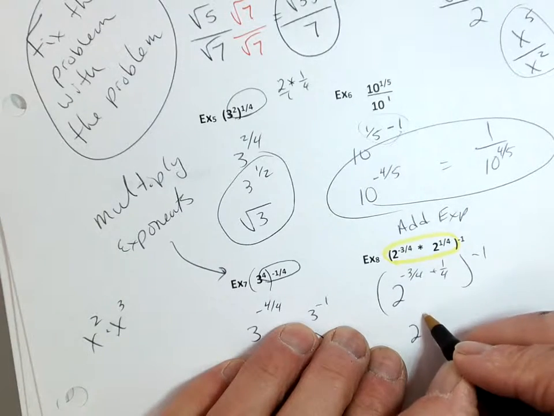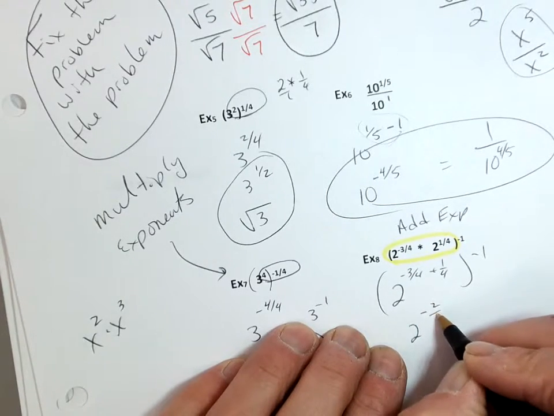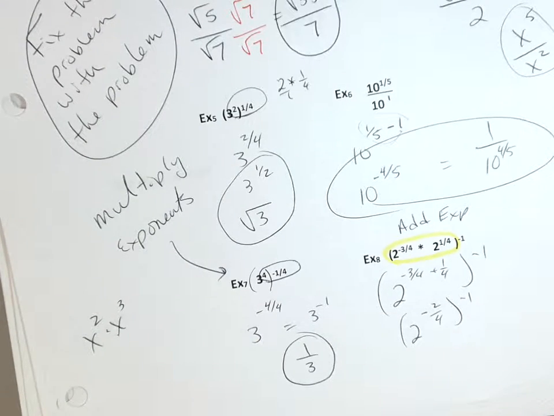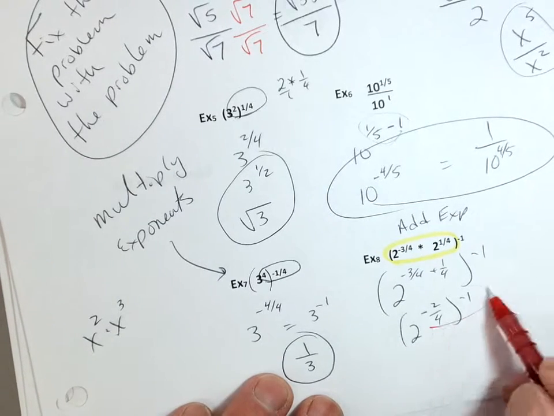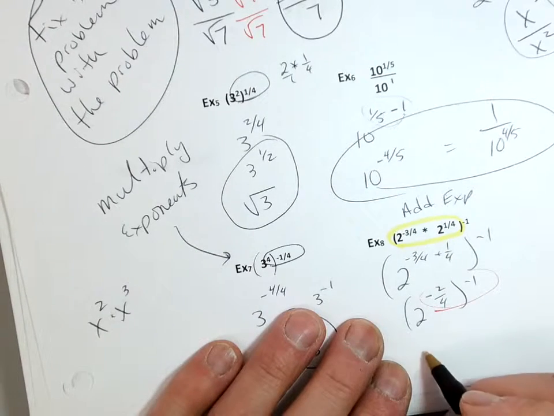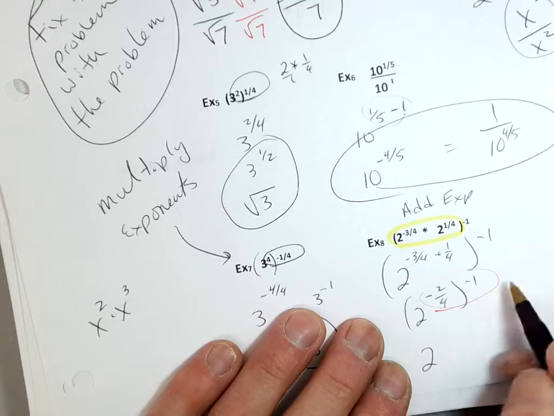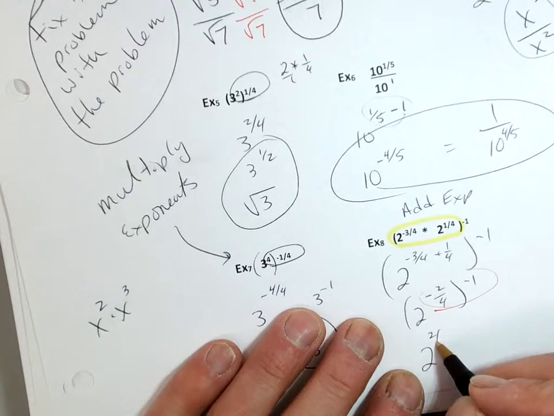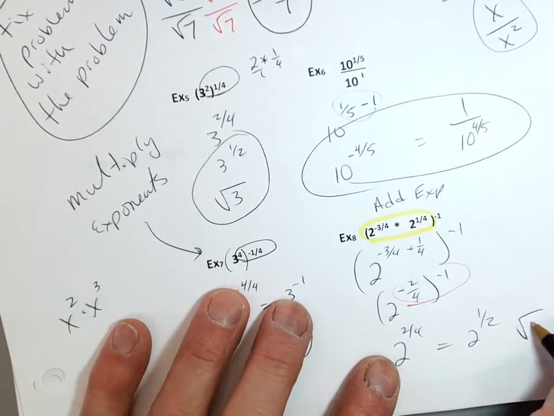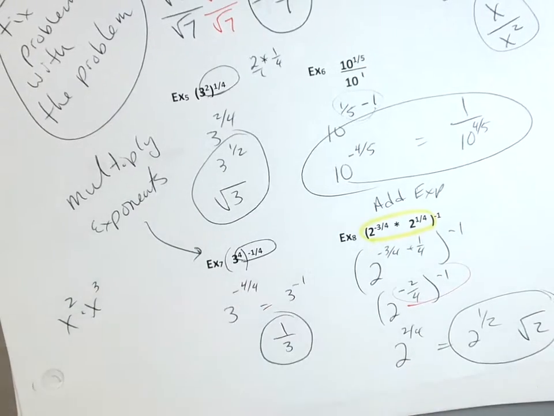2 to the negative 2/4, okay? Which I could reduce, right? I'm going to do it in a second. How about if I multiply exponents right here? So we're going to 2 to the 2/4 to the positive 2/4. Does this make sense? I'm going to multiply, which is 2 to the 1/2 or the square root of 2. Either answer.